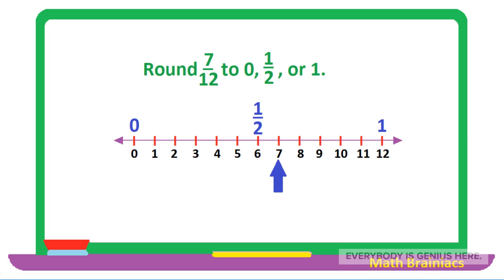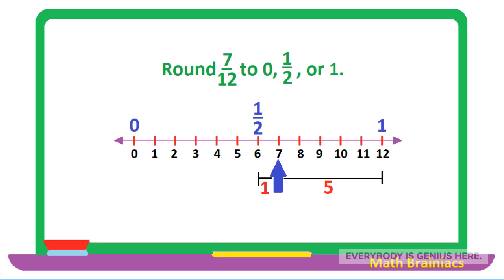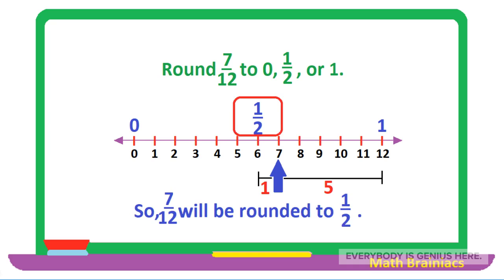The numerator, which is 7, is right after the half. From half, 7 is 1 portion apart. And from 1 whole, 7 is 5 portion apart. Correspondingly, 7/12 is closer to 1/2. So, we're going to round it off to 1/2.